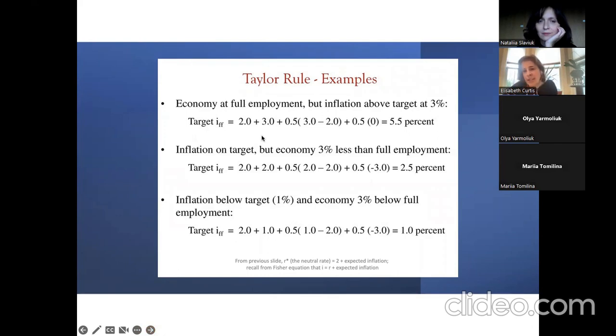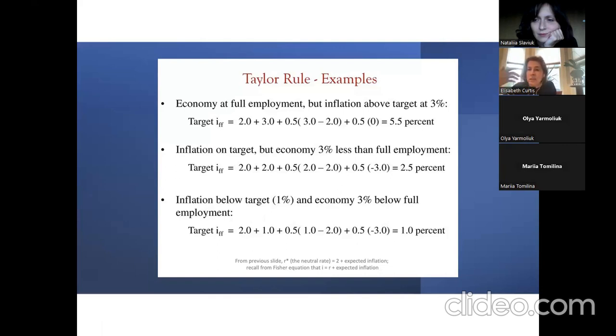So you can see how the Taylor rule would be used to help figure out what our target federal funds rate should be, what our target key policy rate should be, depending on the three examples. If inflation is above target, but our labor markets and output are doing well, then you would set the interest rate at 5.5% if inflation was above 3%. If we have inflation where we want it to be, but we're away from full employment by 3%, maybe we have an output gap of 3%, then our target federal funds rate should be much lower, only 2.5%. And if inflation is below target, 1%, and the economy is below full employment, we really want to lower nominal interest rates to very low, like 1%.